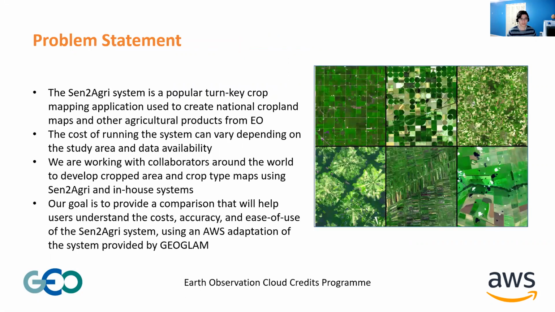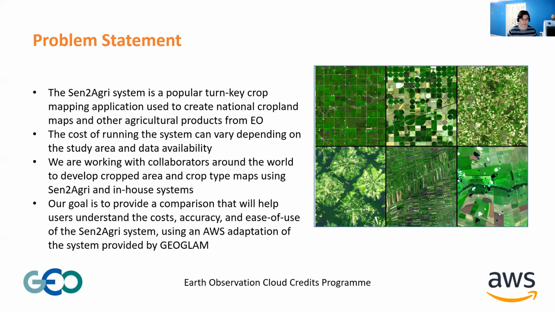In this work, we're looking at the Centu Agri system for generating agricultural products, including vegetation indices, cropped area maps, crop type maps, and crop phenology indicators. It's a turnkey system used in several countries around the world, and the implementation that we're using is based on a version that was provided to us by GEO-AWS. Our goal here is to understand how the system performs both generally, but also with respect to how it operates in the Amazon Web Services cloud.